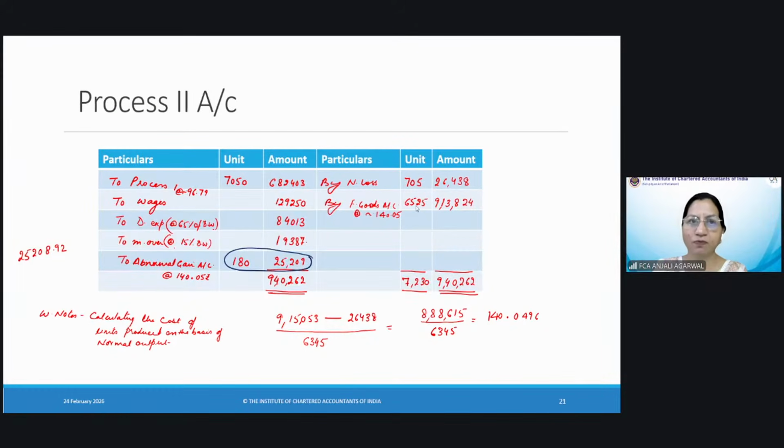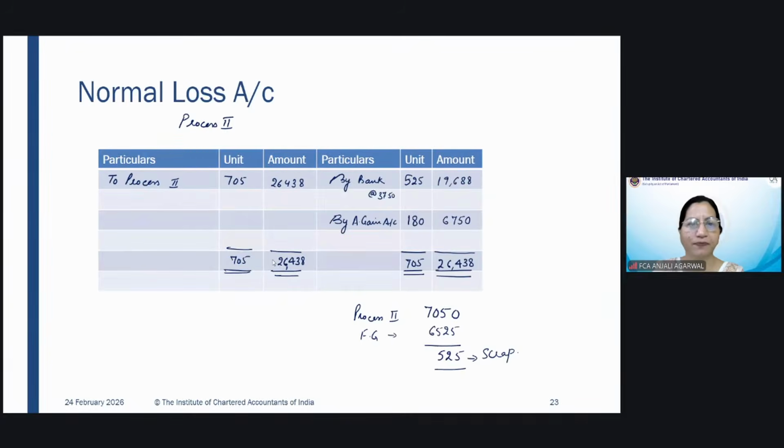But because the output is more than this, 6525, 180 units is abnormal gain. This will come on the debit side. So the total units would be 72530, and 180 into 140.0496 will give you the benefit you had of 25,209. But just imagine if you did not get these 180 extra units, you would have at least sold them as scrap at 37.5. So you cannot say 25,209 is your profit. 25,209 minus 180 into 37.50.